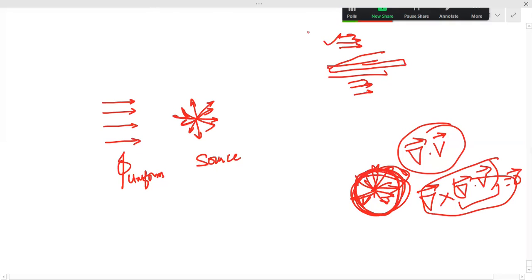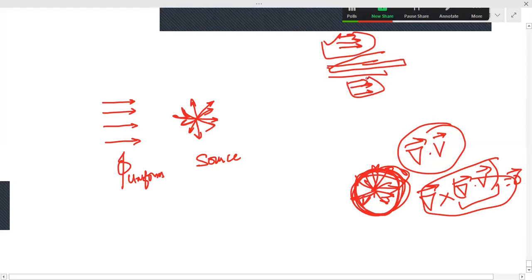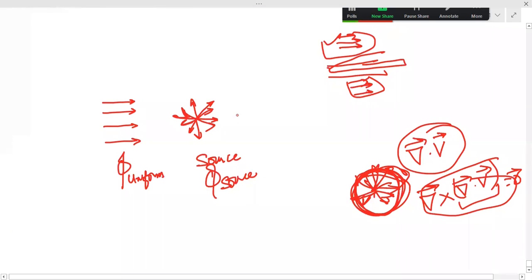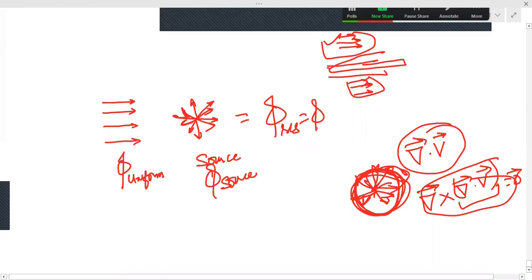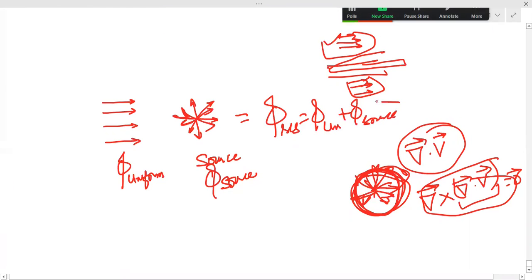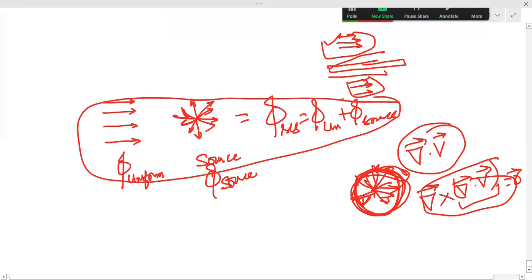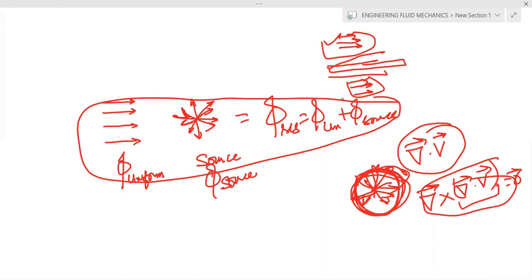So source is also irrotational. Uniform flow, which we have defined here, is also irrotational. So if this was phi source, then this can result in another flow having phi resultant equal to phi uniform plus phi source. And this is called the principle of superposition, or combining elementary irrotational flows.